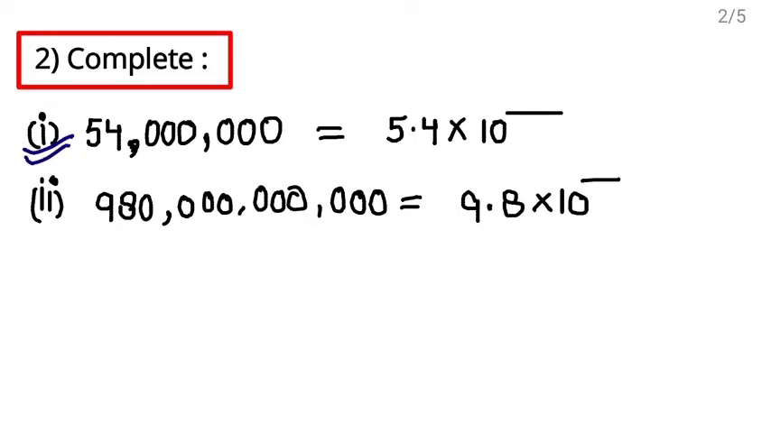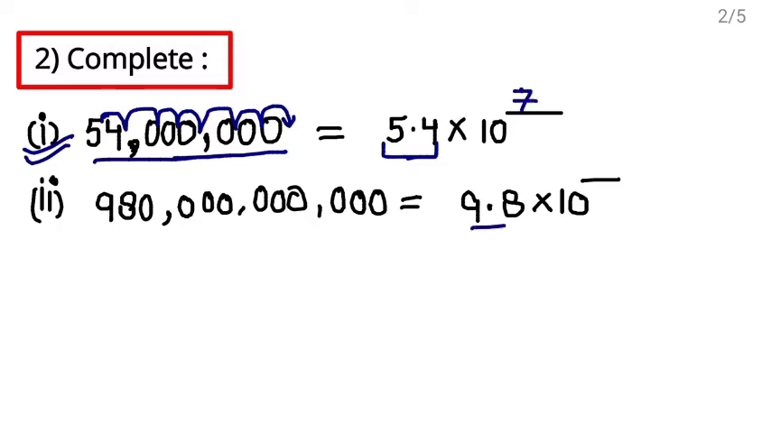First part: they have given 54 millions and they are asking to write it in scientific notation. Now you know in scientific notation we write the number as a product of a number between 1 and 10. So they have written 5.4, because it should be between 1 and 10. Now we have the decimal here and how many digits are we moving to the right? 1, 2, 3, 4, 5, 6, 7. So we have to multiply by 10 raised to the power 7.